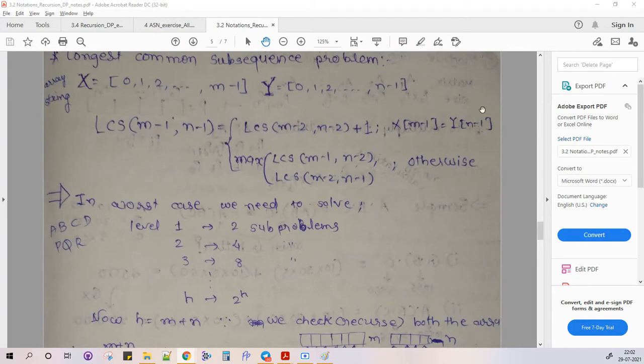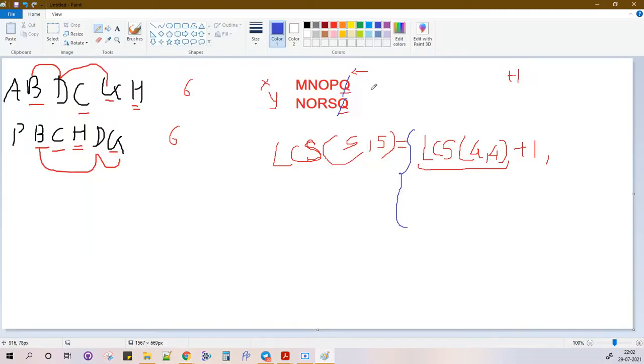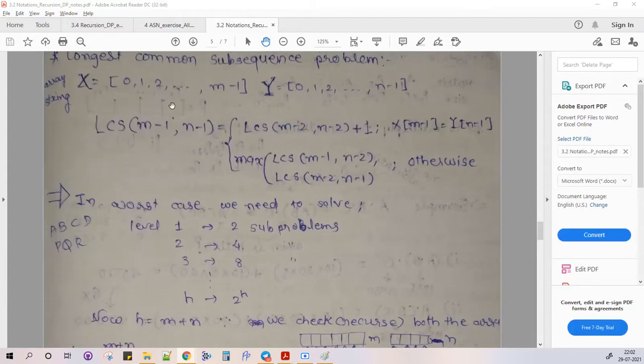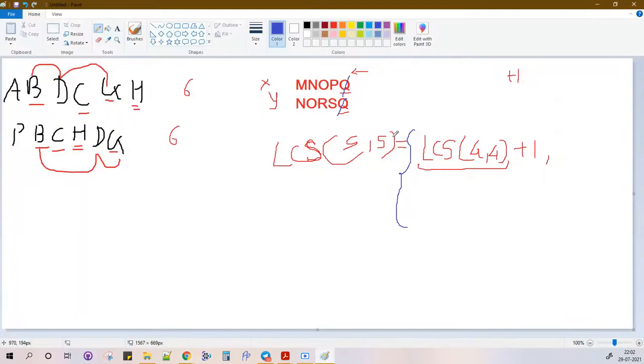Any questions, guys, for this case? We have just two cases here. So any problem with this first case? Any doubt, guys? Because if you don't understand this, then mugging up the formula is a challenge. If you understand it, there is no problem, you don't need to mug up. Okay, now if this is solved, then I again need to solve LCS of 4 comma 4.